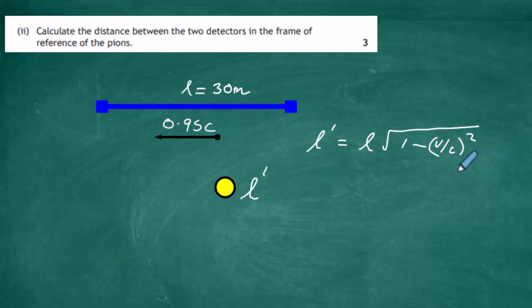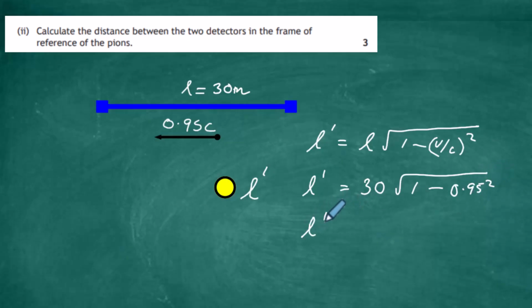Now we know that v is going to be 0.95 c, so the distance measured in the pions reference frame is going to be L, 30, times the square root of 1 minus, and because we've got v in terms of c, it'll just simply be 0.95 squared. So we do that in our calculator, 30 times the square root of 1 minus 0.95 squared. That's going to give us something like 9.37 metres. So according to the pions reference frame, they will see those two detectors rushing past them, and the distance between them will be much shorter, 9.37 metres.